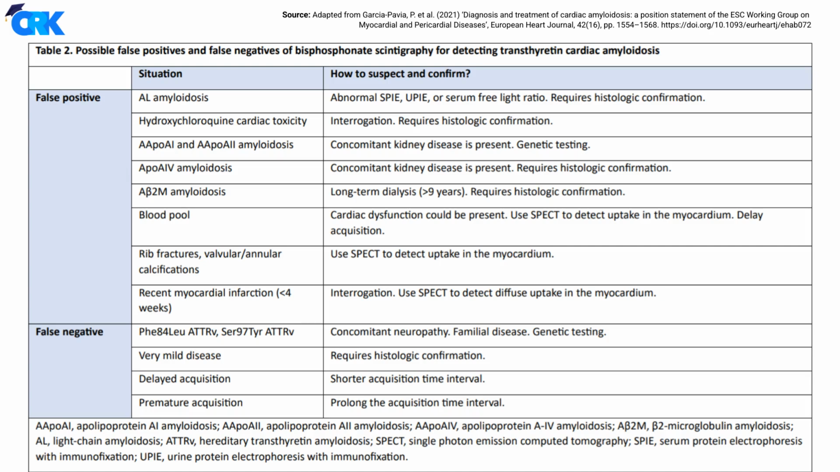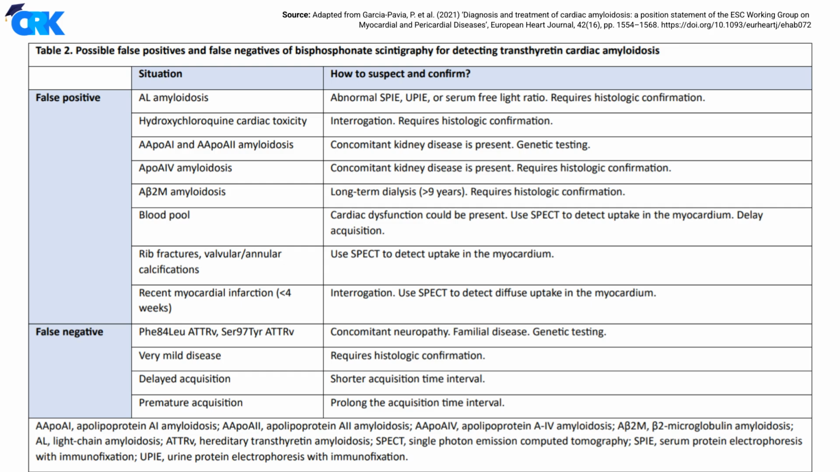Blood pool artifacts. In cases of cardiac dysfunction, radiotracer may remain in the chambers rather than binding to the myocardium. SPECT helps differentiate this by confirming true myocardial uptake, and delaying acquisition can improve accuracy. Rib fractures or valvular and annular calcifications. These may show uptake that mimics myocardial binding. SPECT is used to distinguish this from true cardiac involvement. Recent myocardial infarction within the last 4 weeks. Inflammatory changes can cause diffuse uptake.